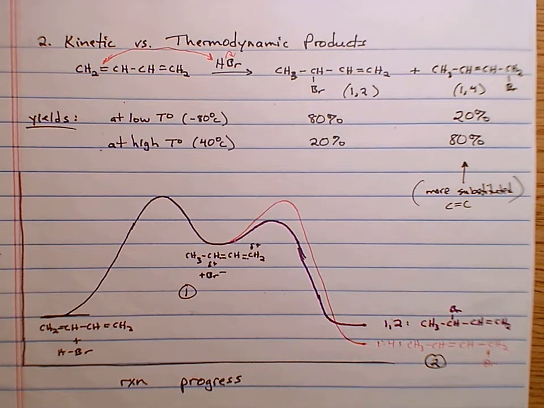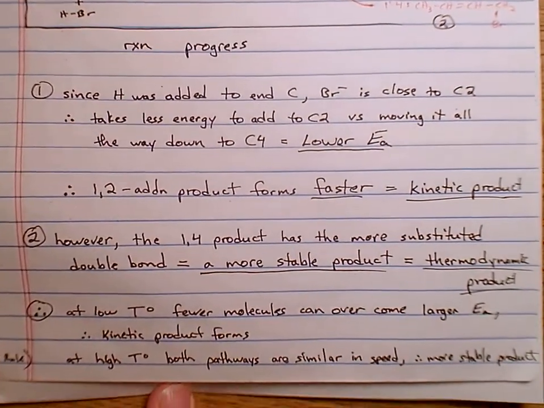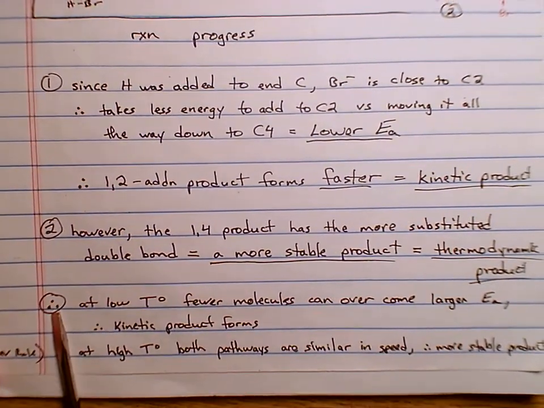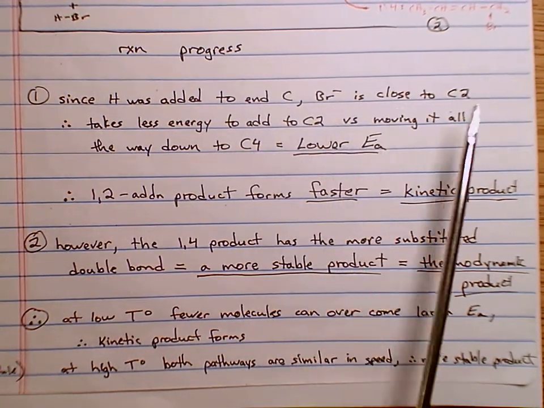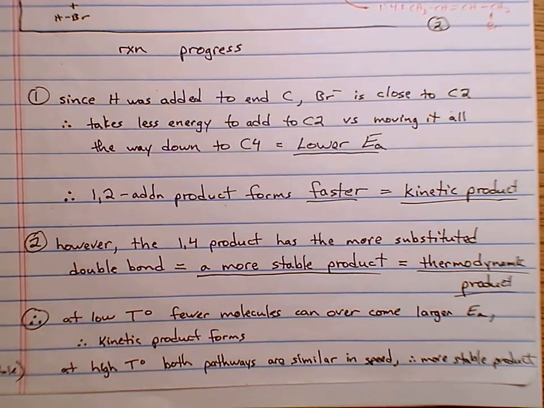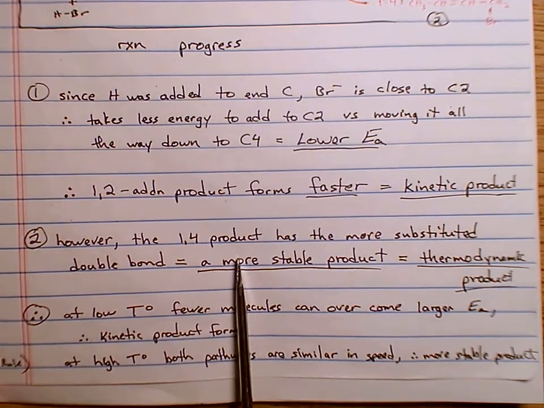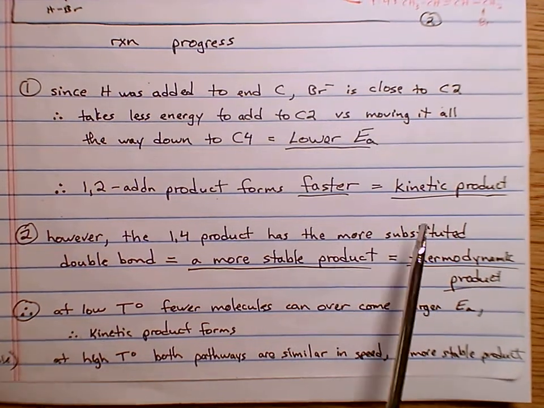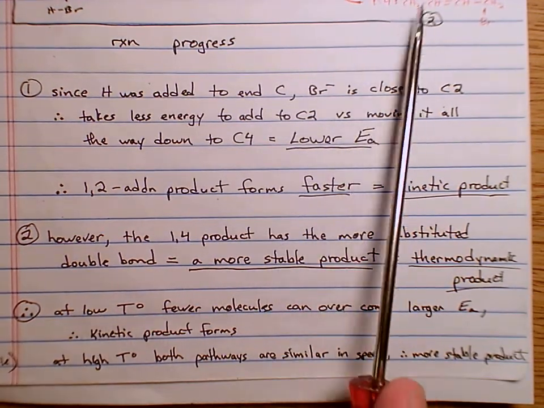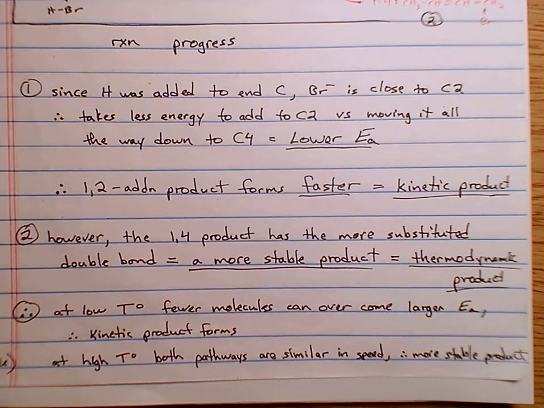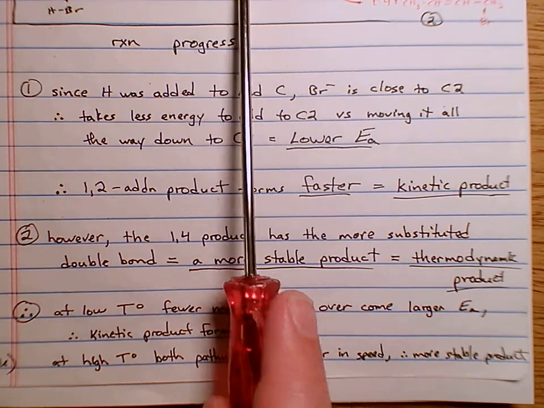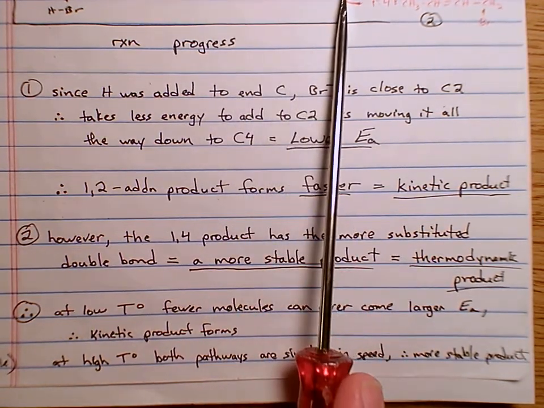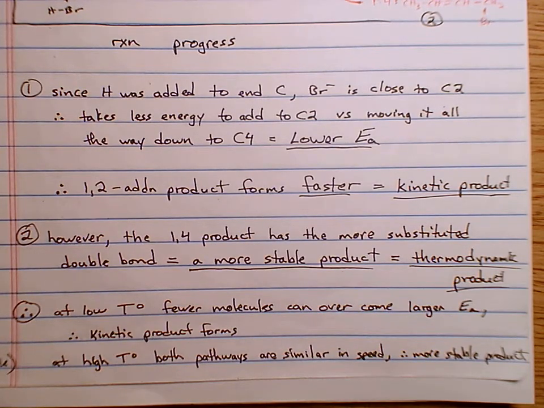All right. So all of that is summarized right down here. Since the hydrogen was added to the end carbon, bromide is closer to C2, takes less energy, lower activation energy to make the 1,2 product. However, the 1,4 product is more stable. So if you give it time, you will get more of that 1,4 product. Or if you raise the temperature, this bromine is moving faster, it's easier to get over here. Raise the temperature, you can overcome the activation energy barrier to make the 1,4 product.